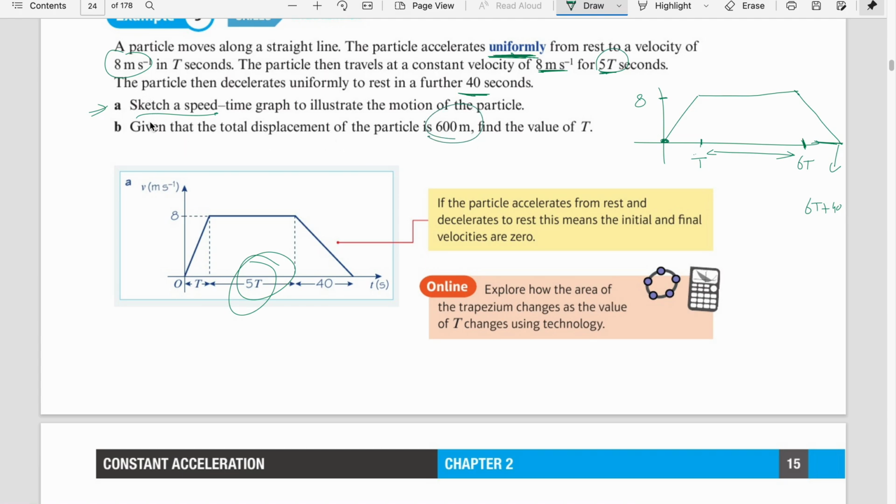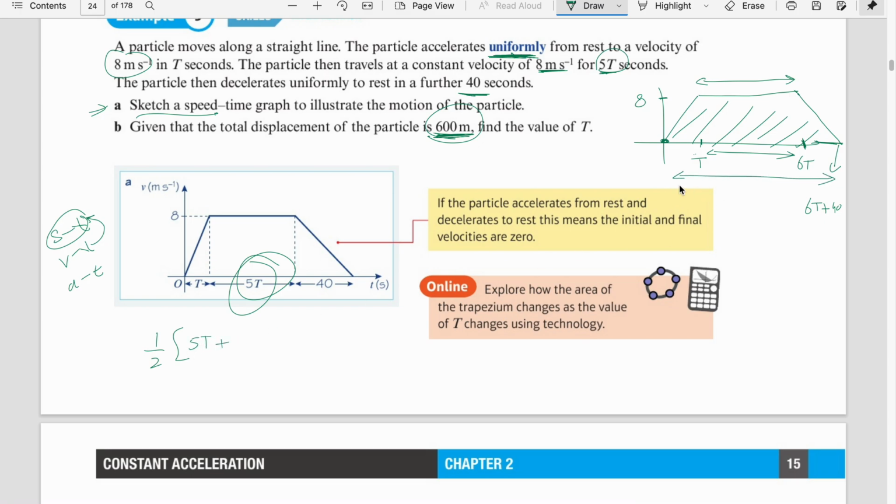B part says given that the total displacement of the particle is 600. Again we are talking about a velocity time graph: displacement time, velocity time, acceleration time. The area of the velocity time graph gives you the displacement. Displacement is already given, so we find the time by equating the area of this shape to 600. That would be 1 by 2 times the sum of parallel sides. This length here is 5t.